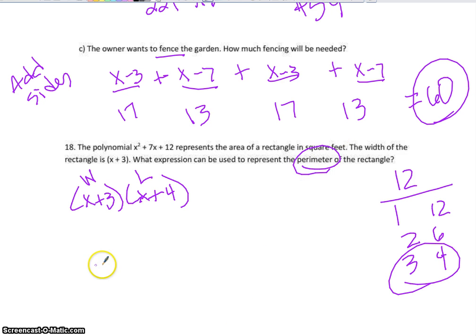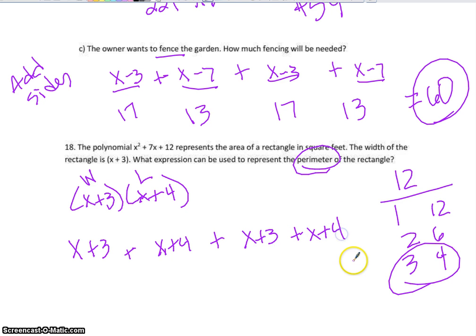The perimeter, once again, you add the sides. x plus 3 plus x plus 4 plus x plus 3 plus x plus 4. Add your x's, you get 4x. 3 plus 4 plus 3 plus 4 is plus 14. So 4x plus 14 is your perimeter.